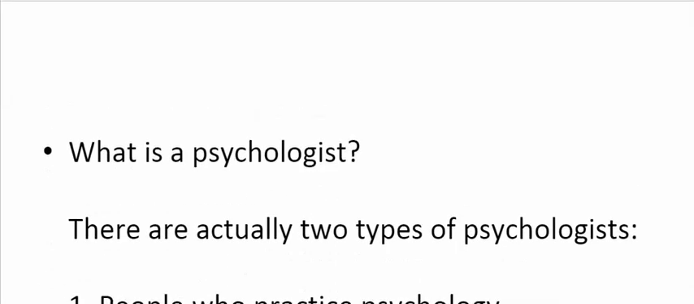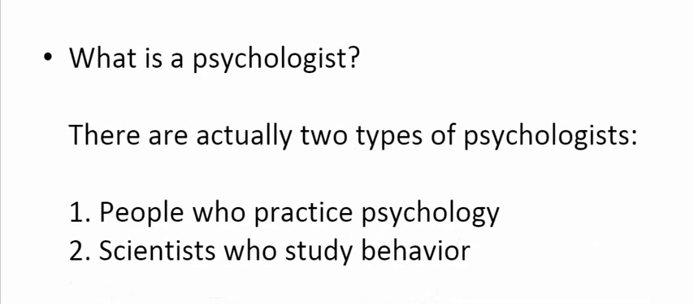But first of all, whenever I teach this class in person, I like to start this topic with a question. I like to ask my students, what is a psychologist? When I ask this question, I'm hoping to see if my students believe that there's only one type of psychologist, because there's actually more than one type of psychologist. And right now, let's go over the two major types of psychologists that are out there. The two major types of psychologists are people who practice psychology and scientists who study behavior. So let's quickly define these two types of psychologists, and then we'll cover at least one example of each type.